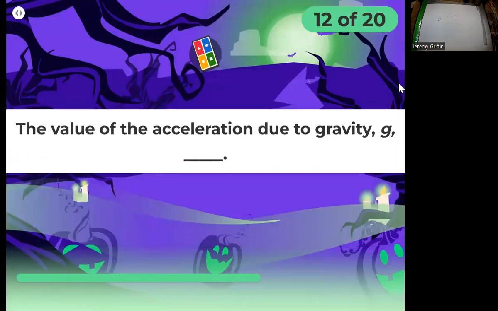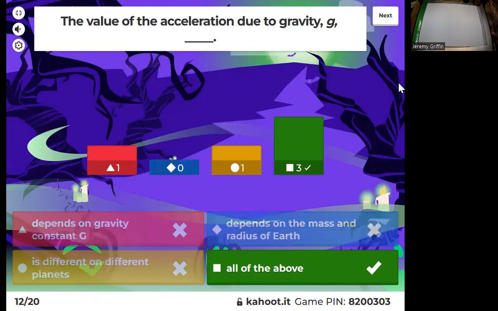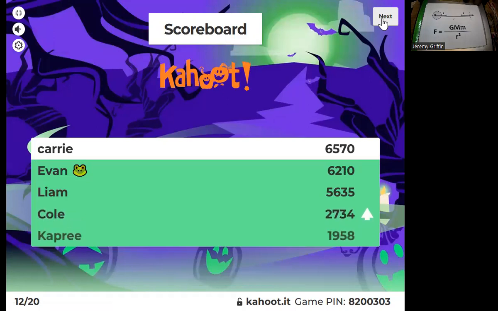The value of acceleration due to gravity. Yep, those are all true statements, right? It depends on the universal gravity constant, depends on the mass of the Earth, is different on different planets, and also depends on the radius of the Earth. Oh, okay, so all of the above are true statements.